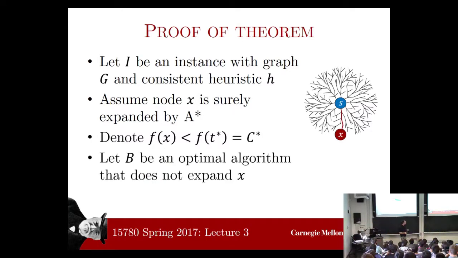So what we said is, because X is surely expanded, just going back to the definition, the F value of X is at most the F value of the optimal goal, which I'm going to denote by C star. This is just the definition of surely expanded. Now we're looking at this other algorithm B, so let's assume that it does not expand node X, and what we want to do is reach a contradiction.